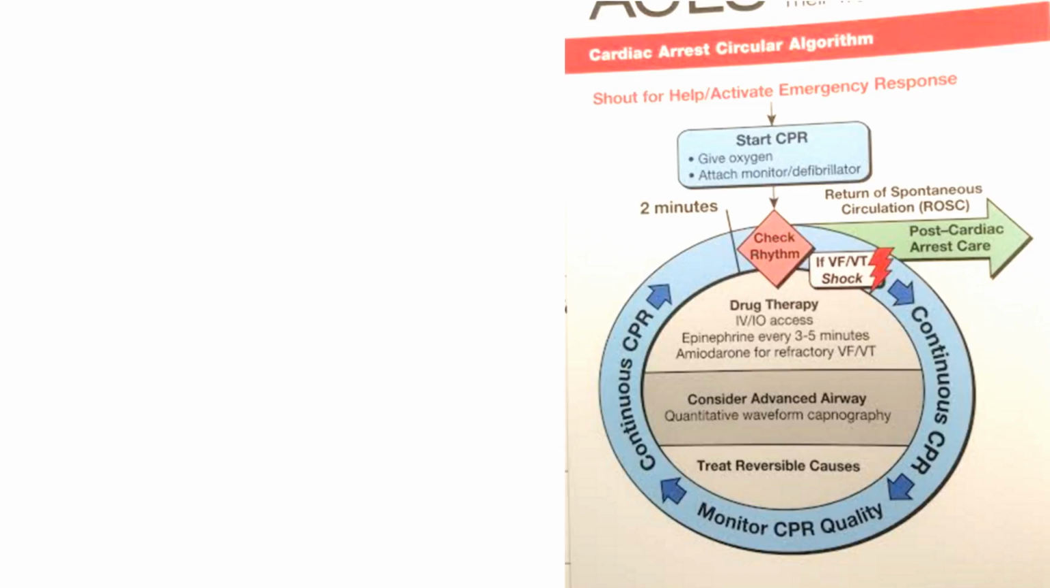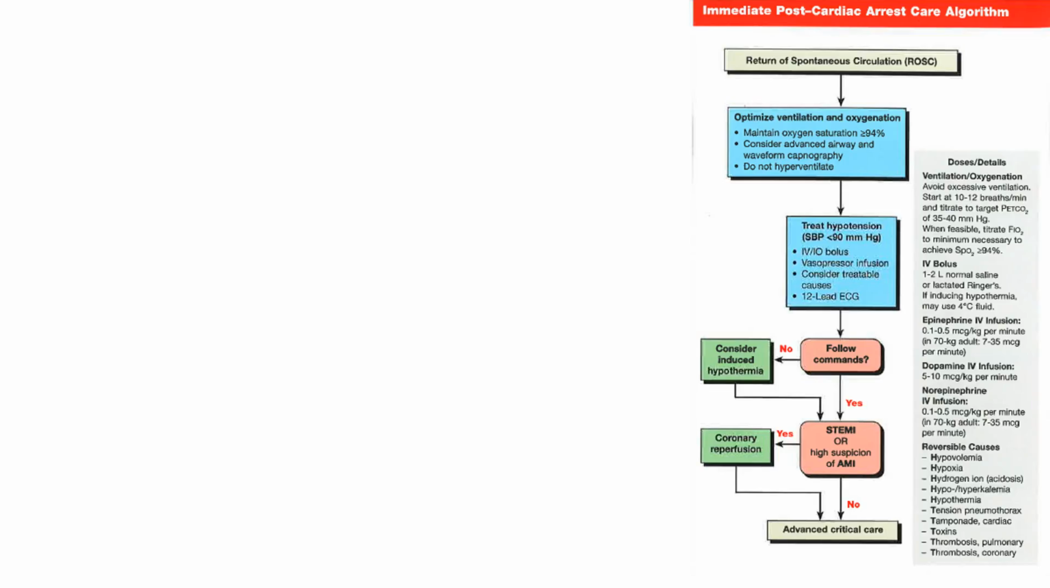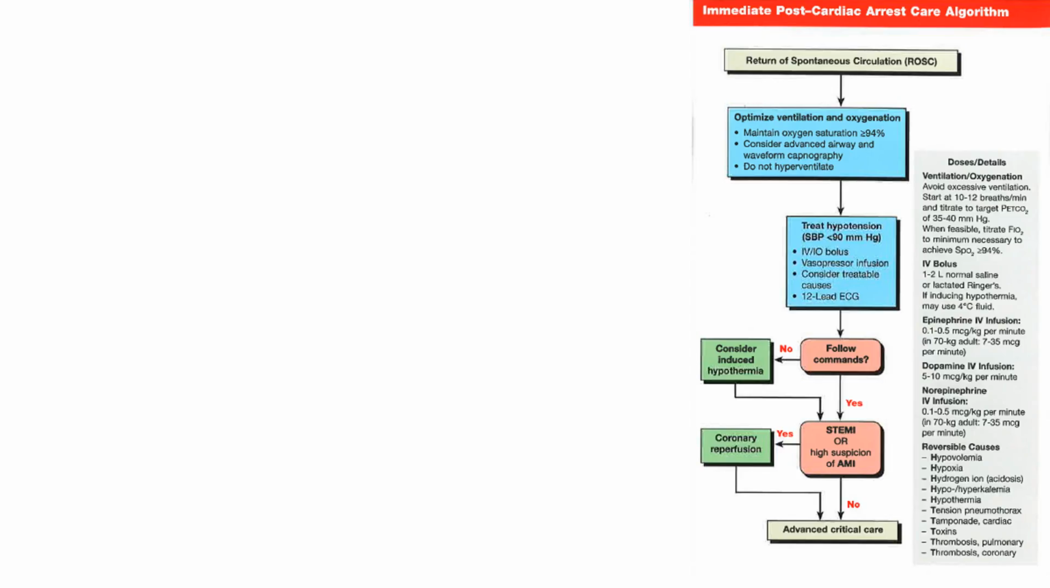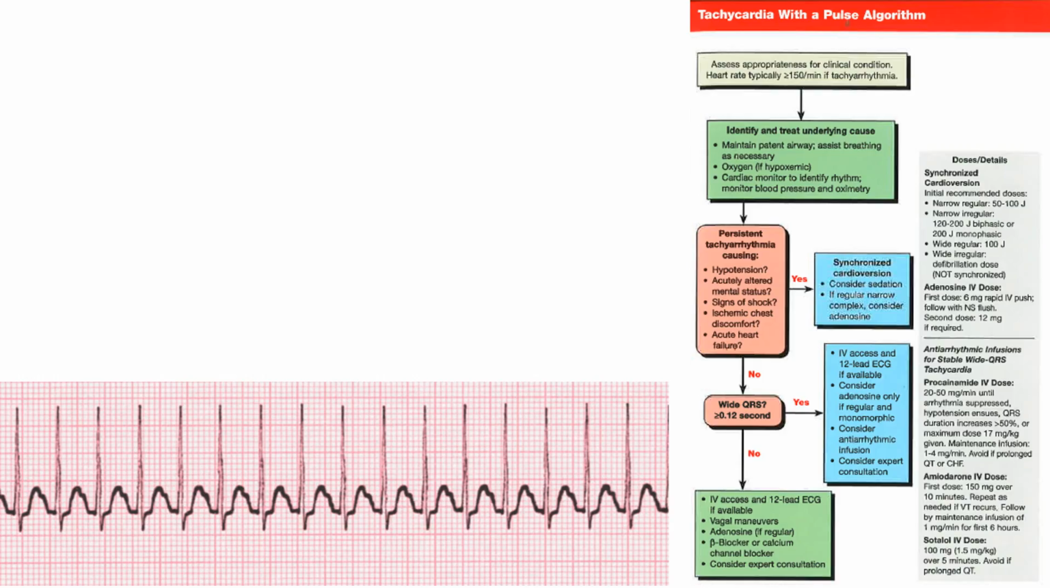We did the circular cardiac arrest algorithm, then we did the cardiac arrest that was not circular, and this is just the way it's showing, there's just different ways of showing it. And then here we have the immediate cardiac arrest care algorithm. So this is right after they had cardiac arrest, but now they have circulation again. And then we went from there to bradycardia. So that's just a slow heart. And then we went to tachycardia. This is a fast heart, and they do have a pulse in both these instances.